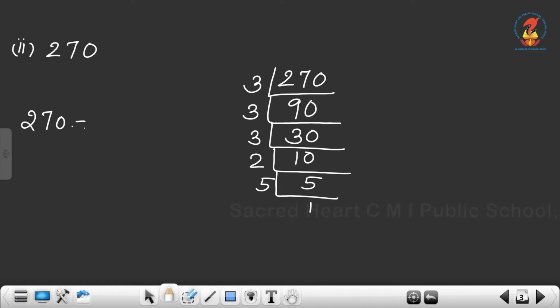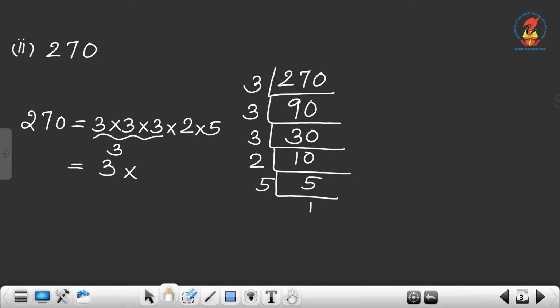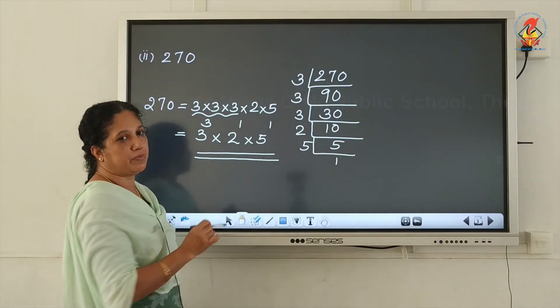Therefore, 270 is equal to 3 into 3 into 3 into 2, which is only one time, and 5 is also one time. So we expressed 270 as a product of prime factors. 3 is multiplied by itself 3 times, so we can write it as 3 raised to the power 3, or 3 cubed, into 2, which is repeated only one time, 2 raised to 1. Then 5 is also repeated only one time, so 5 raised to 1. Therefore, the answer is 3 cubed into 2 raised to 1 into 5 raised to 1.